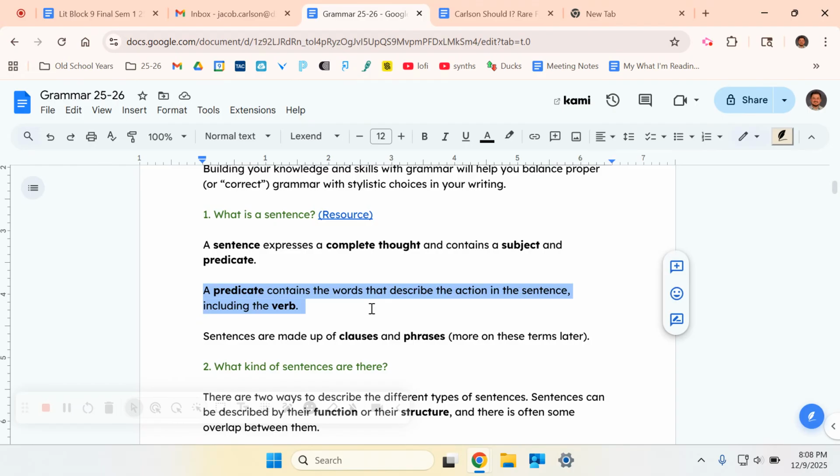So a subject, just as a refresher, is the noun that's acting in the sentence, and the predicate is just a fancy word for the actions in the sentence, including the verb. So if I said Mr. Carlson ate dinner, the subject is Mr. Carlson, the predicate is ate dinner. The verb is ate, but then dinner is the object of the sentence.